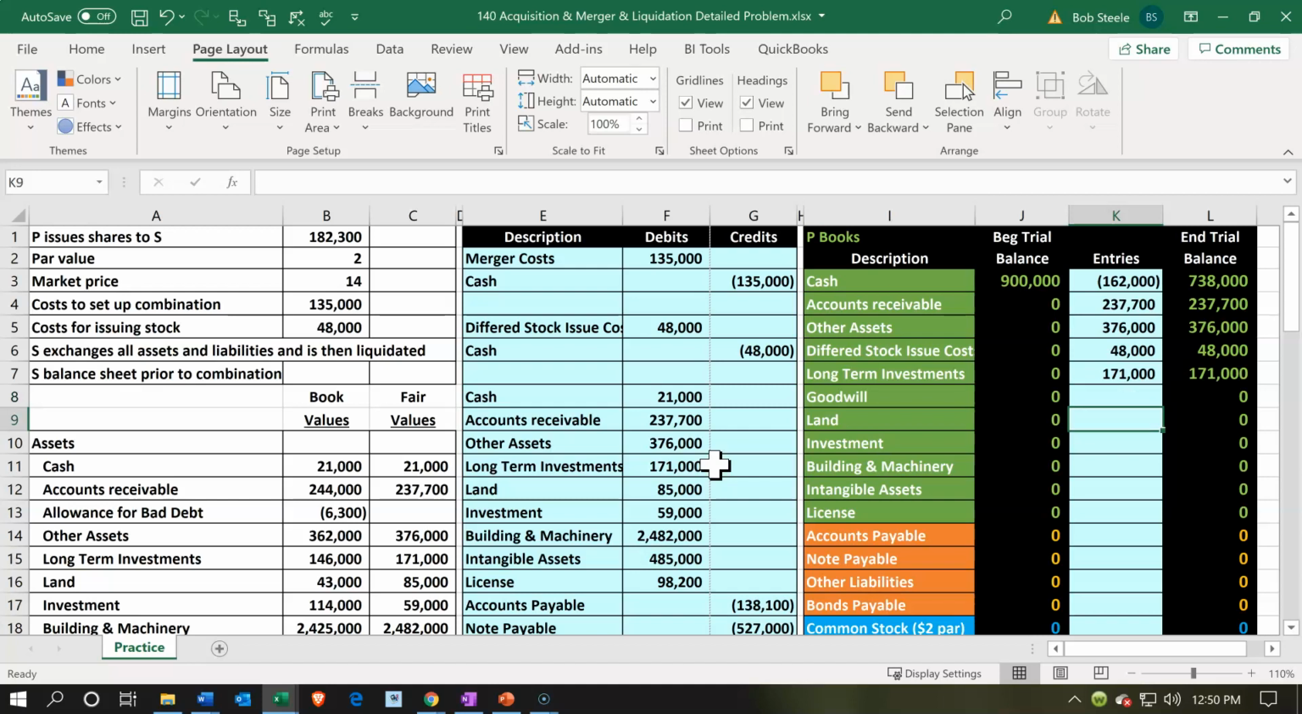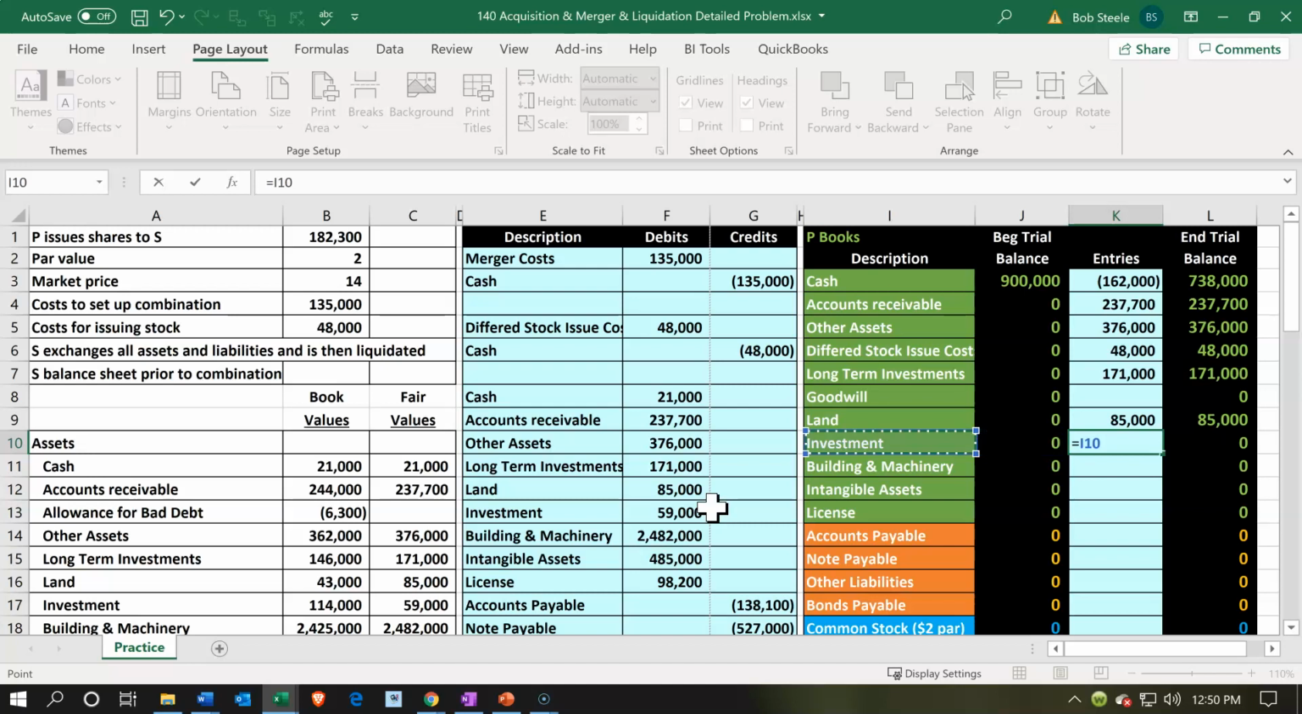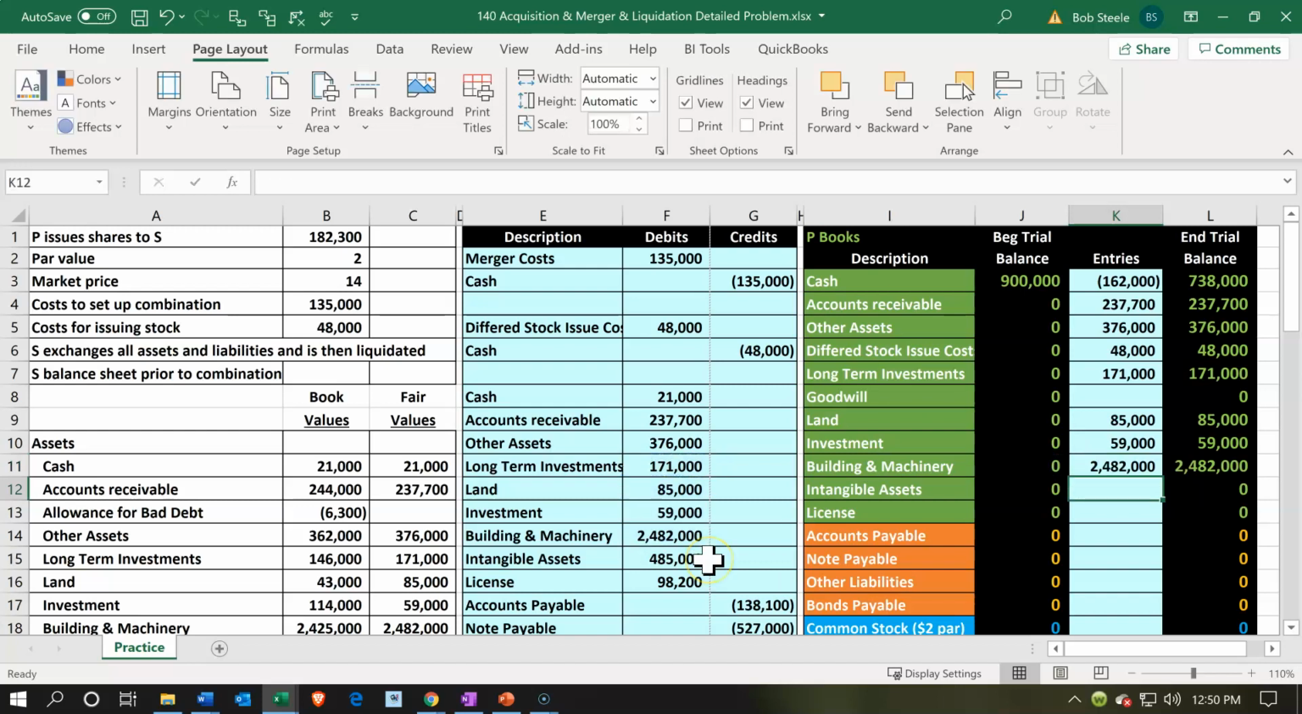I'm going to go down to the land here because that's the next one just in line of our journal entry. That's the 85,000. Next one's going to be the investment. Let's pick that one up, the investment of the 59,000. Then we have the building and machinery. So let's pick up the old building and machinery. Then we have the intangible assets. So intangible assets. There we have that. And then the license. So we'll pick that up, the license.